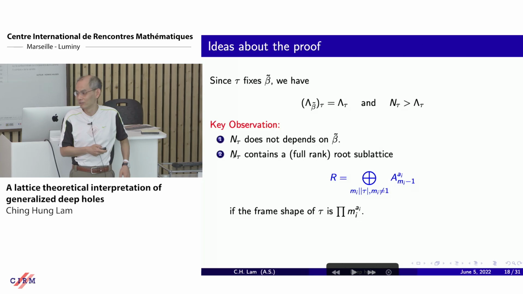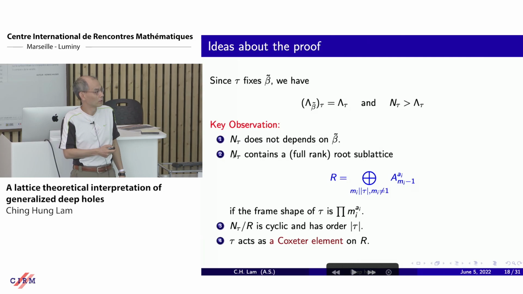Of course, you can also see that if I consider just this co-invariant lattice over the root lattice, it's a cyclic group of order tau. So the index is also tau, okay? And as I mentioned, this tau actually acts as a Coxeter element on R. So once I fix tau, half the part is automatically fixed. The only important part is the beta you have to determine.